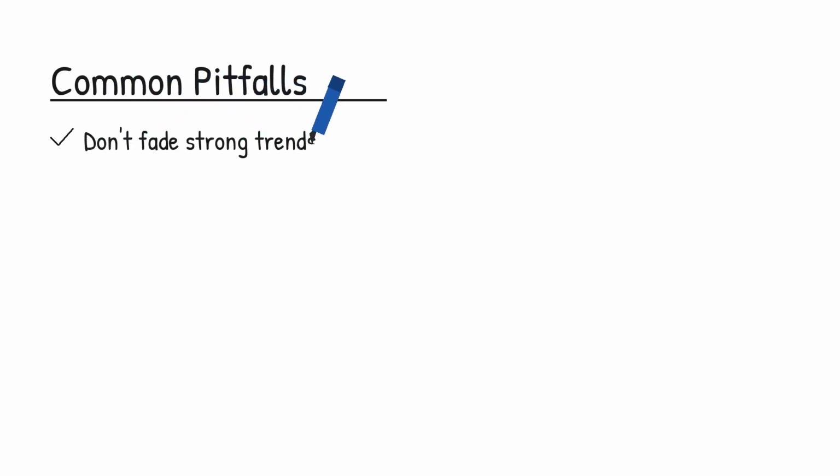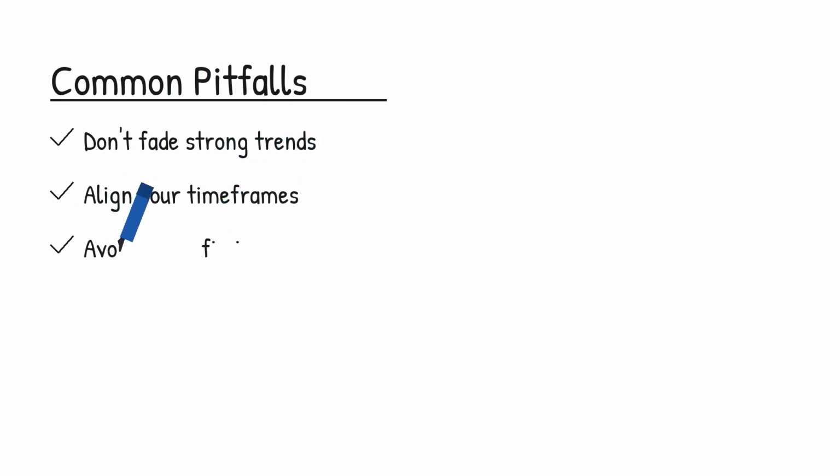3 traps to avoid. 1. Shorting purely because stochastic is overbought in an uptrend. That is a recipe for chronic losses. 2. Ignoring timeframe alignment. Stochastic on the 5-minute against a daily trend is noise. 3. Over-optimizing parameters. The classic 14-3-3 works because it is robust, not because it is magic. Resist the urge to curve fit.